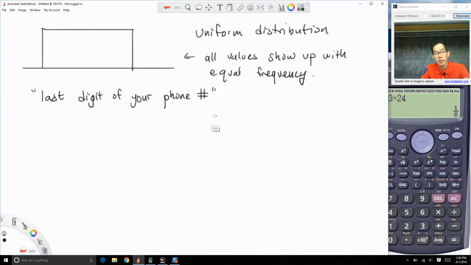Okay, so we would expect approximately the same number. The number of people whose last digit is 1 is going to be about the same as the number of people whose last digit is 9. Okay, that's what we're anticipating for something like that. So that'd be a uniform distribution.